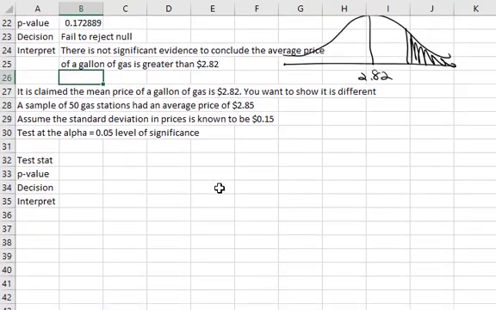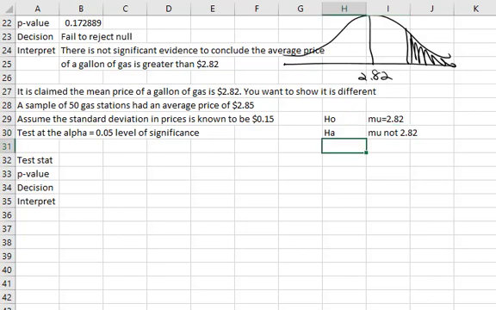Let's do one last example. This last example is going to be a two-tailed test. Again, we're going to have the claim that the gallon of gas is 2.82. We just want to show that it's different than 2.82. We don't care if it's greater than or less than. In this case, the null hypothesis is still that mu is 2.82. The alternative hypothesis is that mu is not 2.82.